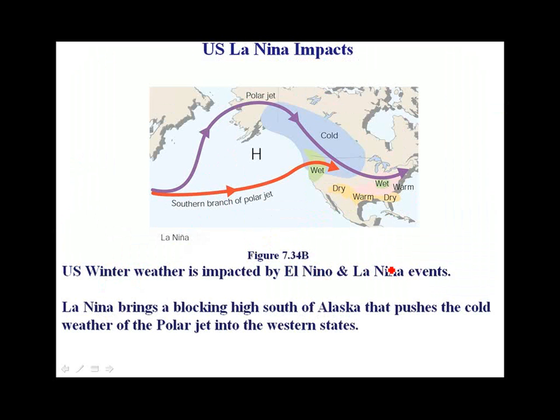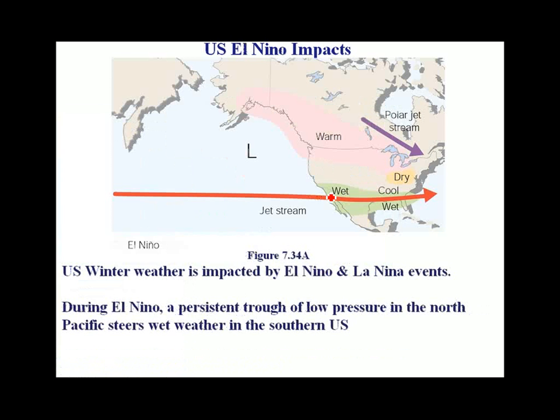Okay, what happens in an El Nino? Well, we begin to take this southern branch of the polar jet and we begin to move the wetter area up into the Pacific Northwest. So most of the moisture coming in from the Pacific ends up going into the Northwest instead of the southern states. Again, I'll look back here.